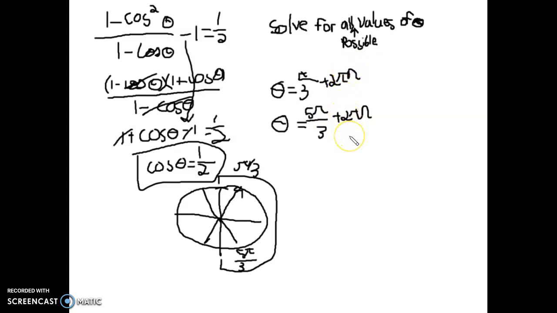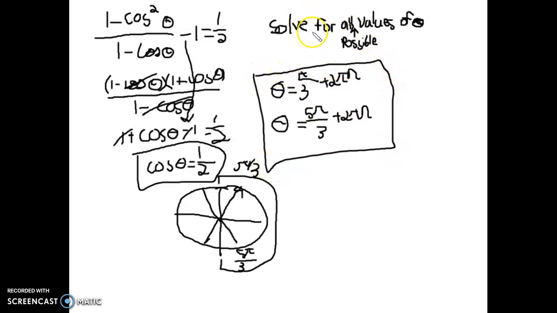And so now what we've done is we found the two different equations that are able to include all the possible values of theta for this specific trigonometric equation right over here.